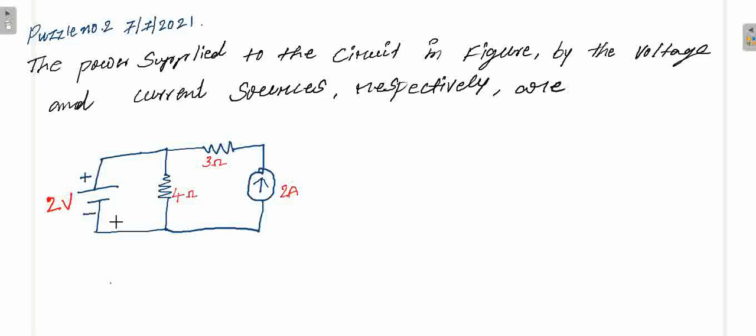This 2 volts branch is parallel to your 4 ohms. It means that the voltage across the 4 ohms becomes 2 volts. So here I can directly write that the voltage across the 4 ohms becomes 2 volts. Then only the two branches are having equal voltages.